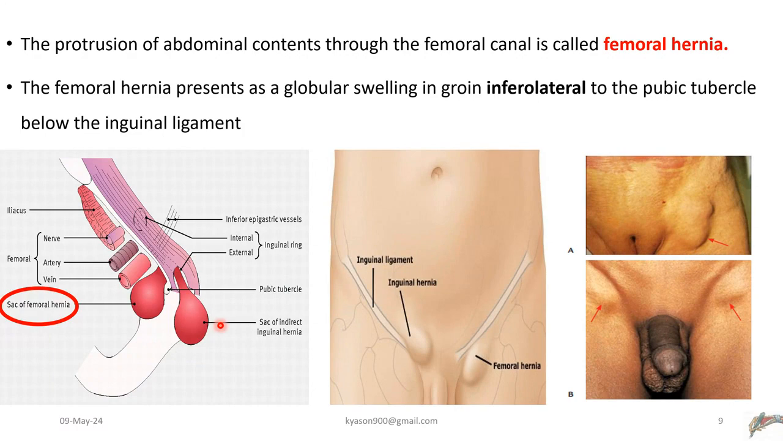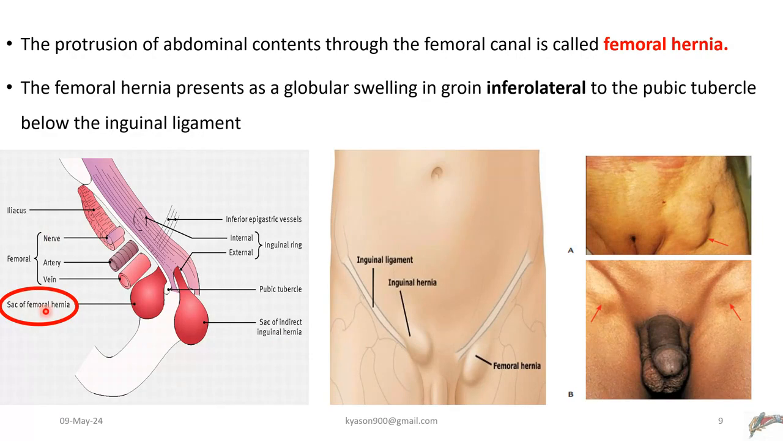If the hernia sac is medial to the pubic tubercle, that type of hernia will be called an inguinal hernia. If it's lateral, that's a femoral hernia. If it's medial, that's an inguinal hernia. We're going to look at inguinal hernias later on, and see how they can further be categorized.